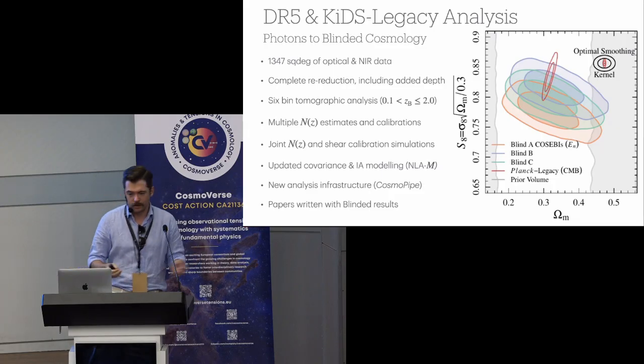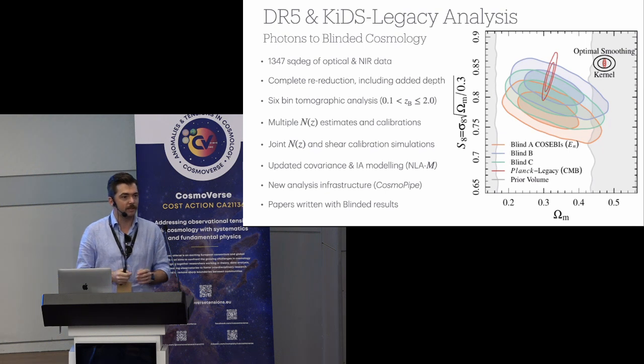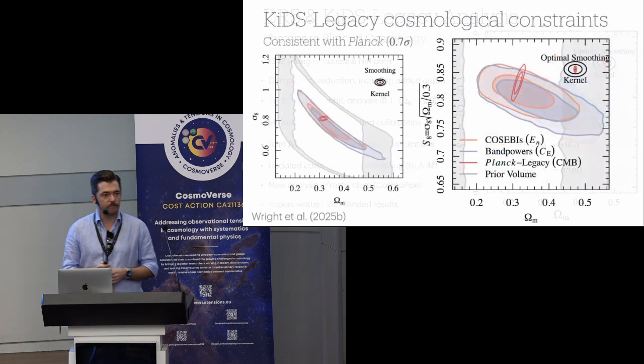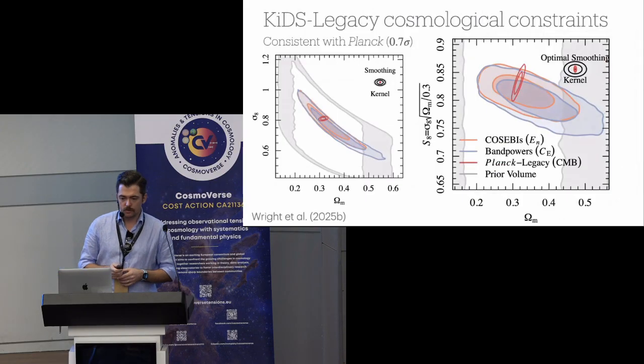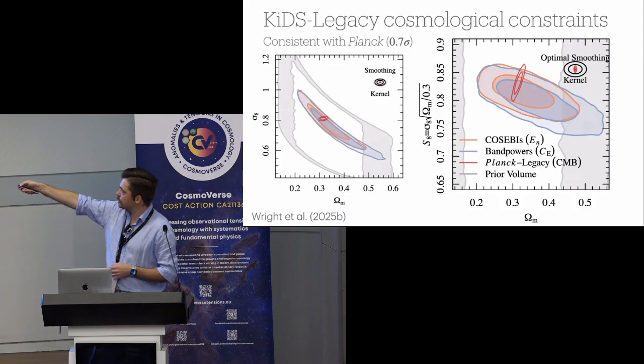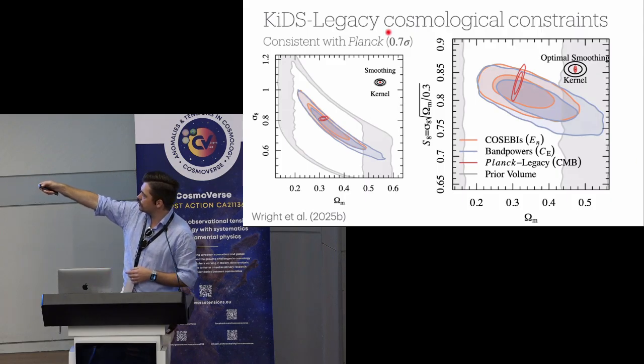And so naturally, everyone in the survey thought that it was going to be the boring one in the middle, but it turns out that KiDS-Legacy was unblinded and we had full agreement with Planck. And to put that into context, in this S8 parameter, we have agreement with Planck that is consistent at 0.7 sigma. You can see the number up here.